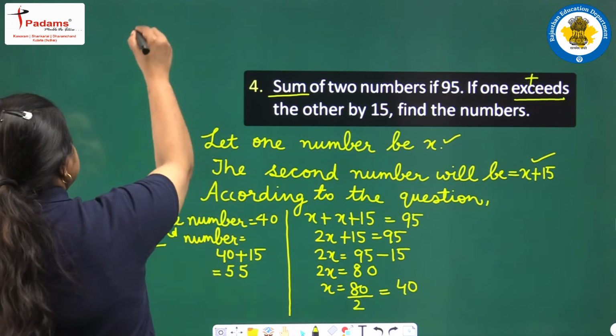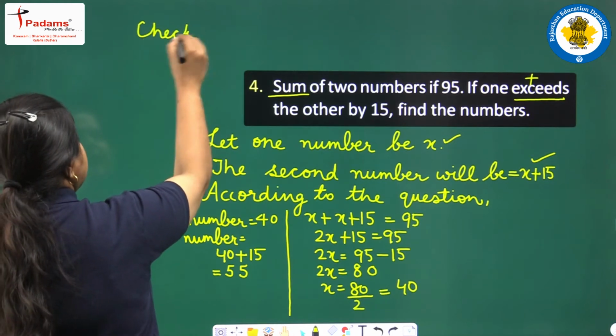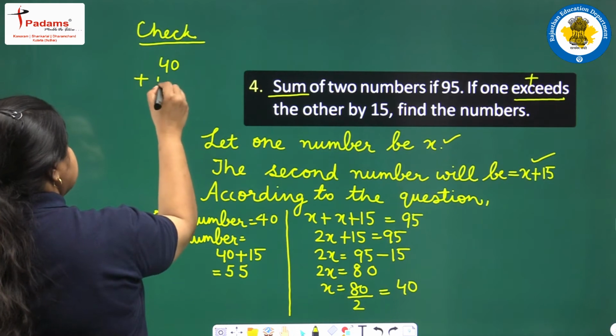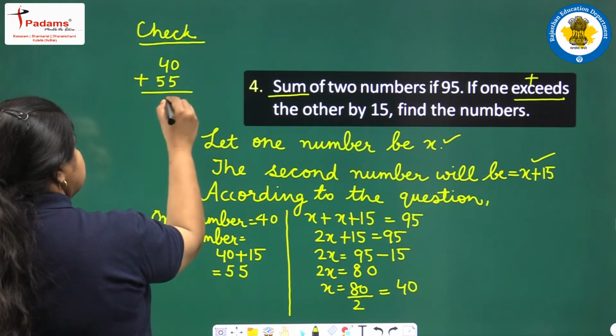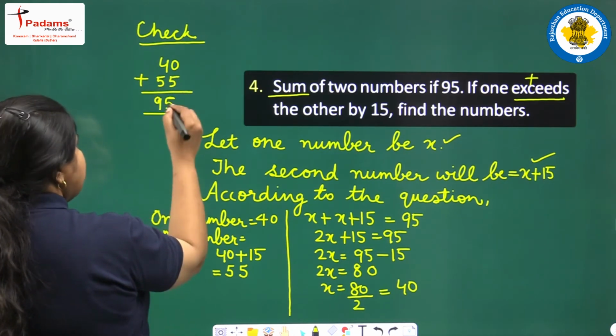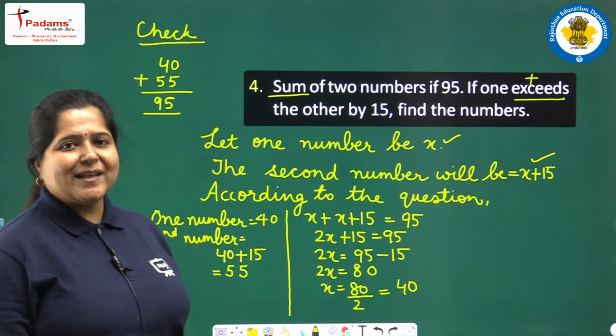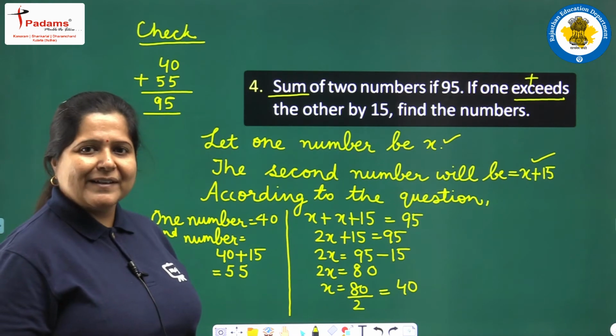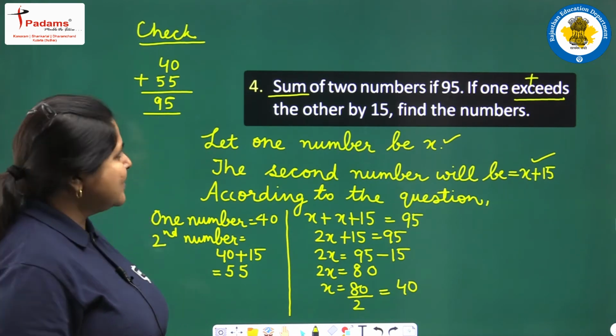You can again check your answer. Let us check it if on adding we are getting 95 or not. 40 plus 55. Yes, we are getting 95. So our answer is correct. You can check this in the rough part of your work. Next we have one more question.